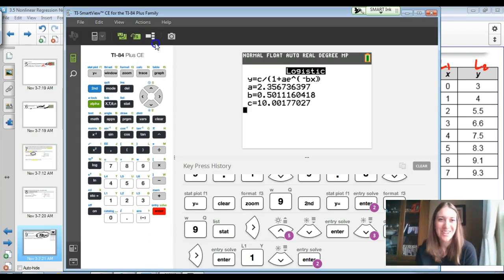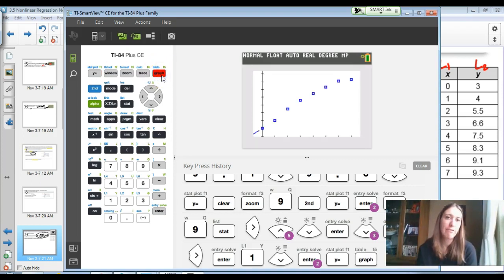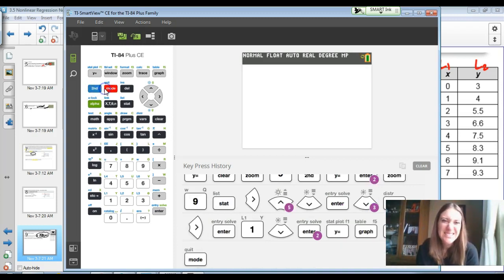Go back to your calculator, and remember it got stored into y equals, so there he is. And if you go ahead and hit graph, you're going to see your logistic model go pretty closely through the scatter plot. I didn't pay attention to anything else on the screen on the last. Let me go back. Enter.